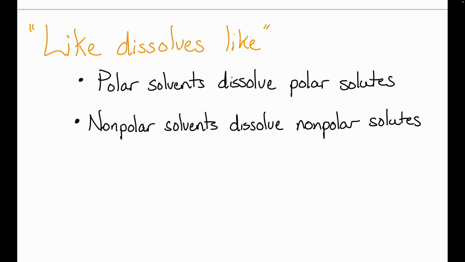That's because if I'm going to put in a lot of energy to break interactions in polar solutes and a lot of energy to break interactions in polar solvents, I want a big release of energy when those two interact with one another. Likewise, even if it's nonpolar, and I'm just going to put a little bit of energy in to break my dispersion forces in my nonpolar solutes, and a little bit of energy to break my dispersion forces in my nonpolar solvents, I need an equal amount of energy that's released. And they're not going to form hydrogen bonds with one another, right? They're going to form those dispersion forces again. So we have this simple phrase, like dissolves like.